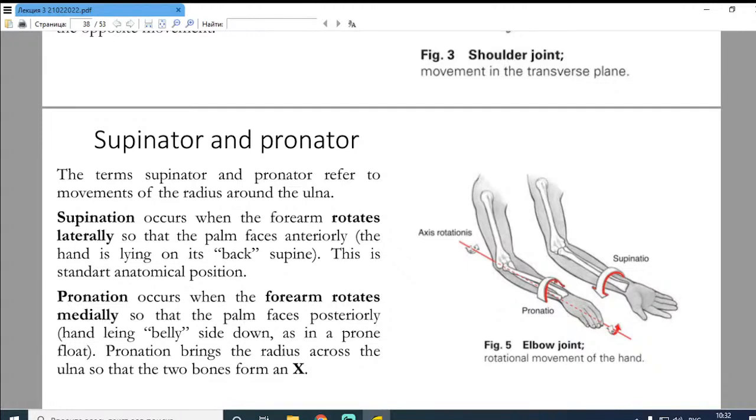Movement: supination, supinatio, pronatio. Supinatio and pronatio. Palm faces anteriorly. Palm, you see, belly side down.